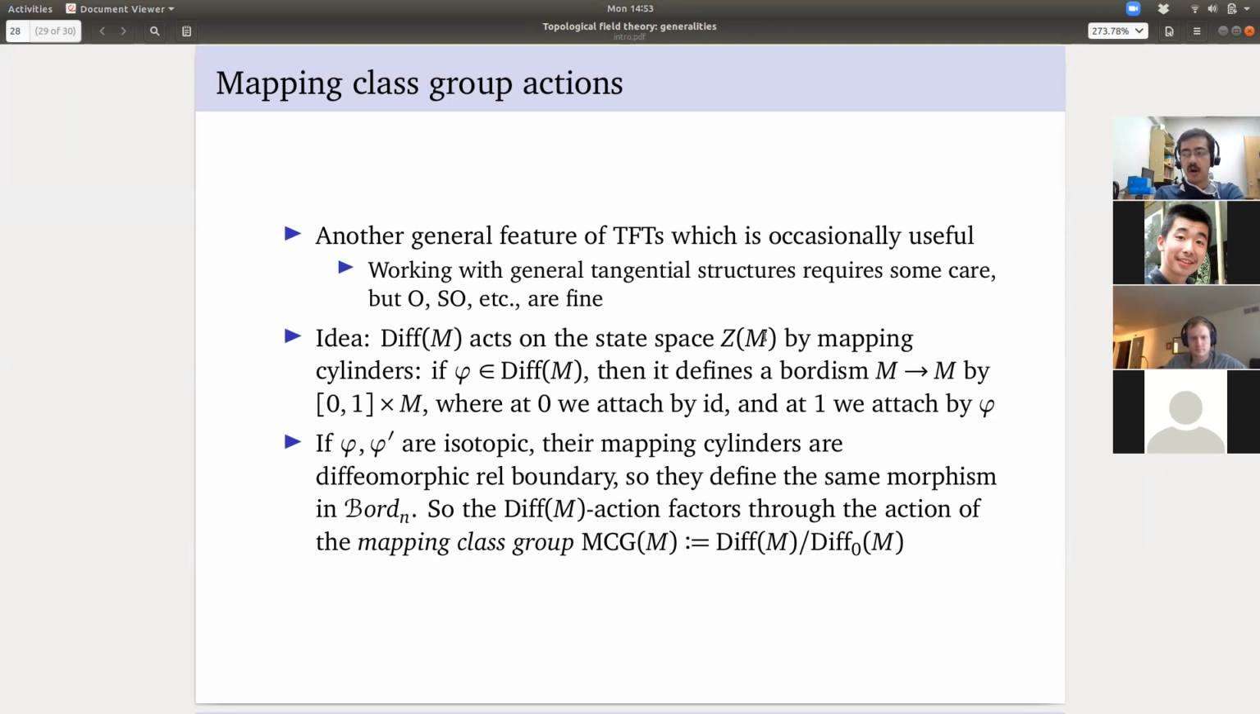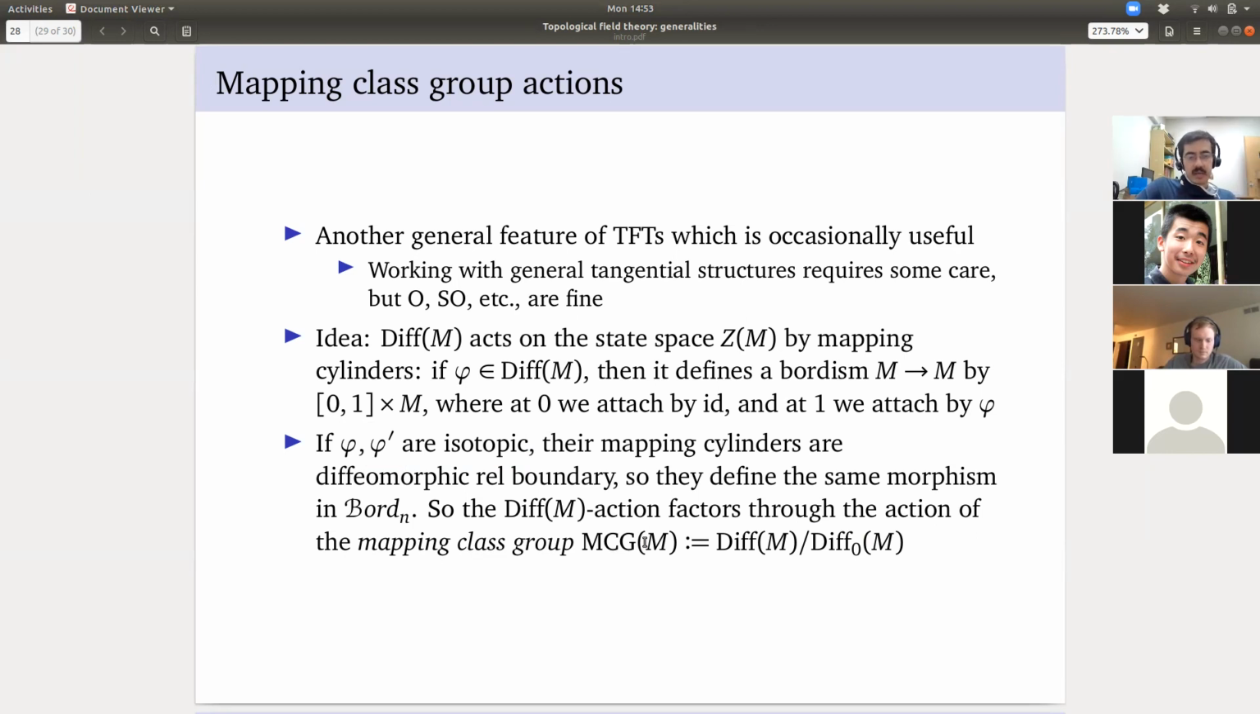And therefore, by functoriality, we get out an action of the Diffeomorphism group on the state space, which is just the image of this mapping cylinder under Z. Now, it turns out, if you take two isotopic diffeomorphisms, then their mapping cylinders are diffeomorphic rel boundaries. They define the same morphism. And so the diffeomorphism group action factors through the action of what's called the mapping class group. So Diff0 is the connected component of the identity, and the mapping class group is what remains. So for example, the diffeomorphism group of the torus is this infinite dimensional terrible thing, but the mapping class group is SL2Z.